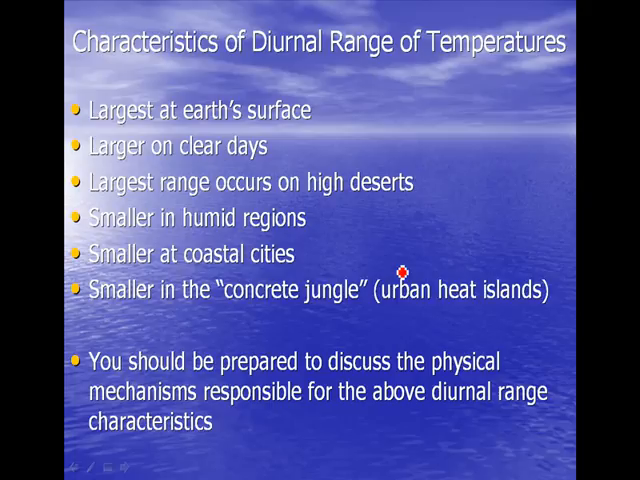Smaller in coastal cities, smaller in the concrete jungle. You look at urban heat islands, that's a term basically where you have a lot of concrete. If you look at Des Moines, Iowa, one of the things I would ask you to pay attention to when you're watching the nightly weather forecast is look to see what the minimum temperature is in Des Moines compared to, let's say, Ames. Typically, Ames is going to be a few degrees cooler. Or if you look into southern Iowa, they may be a few degrees cooler where you don't have so much concrete.